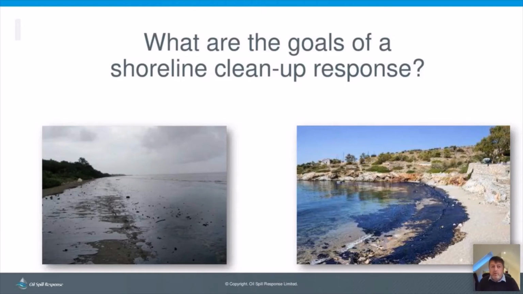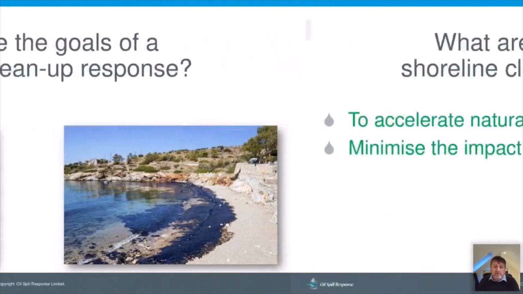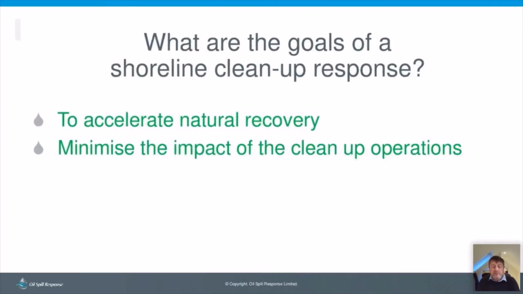You might think that the goal is to bring the shoreline back to the state it was before the oil arrived. That's not necessarily always the case, and quite often, in fact, that's not the case. Sometimes it is. If you've got a particular shoreline type that we can clean back to that standard, then that's great. But quite often we won't be able to do that.